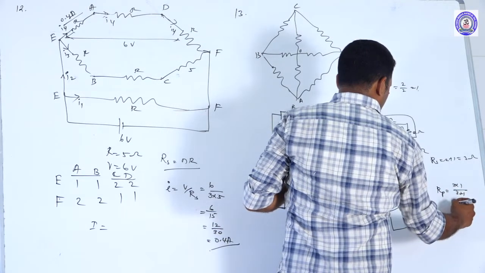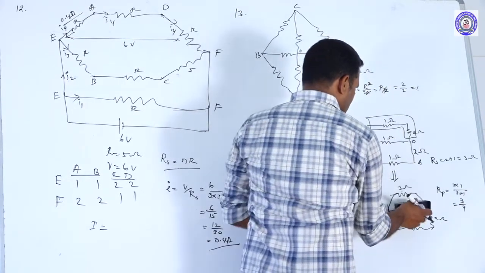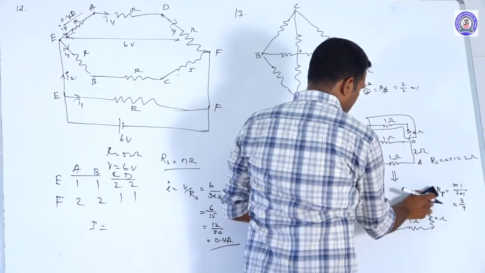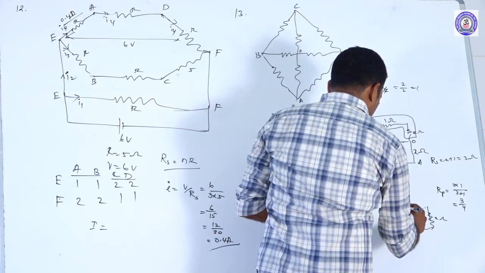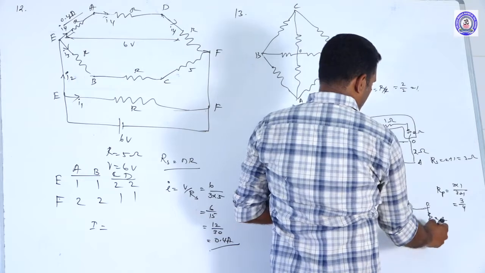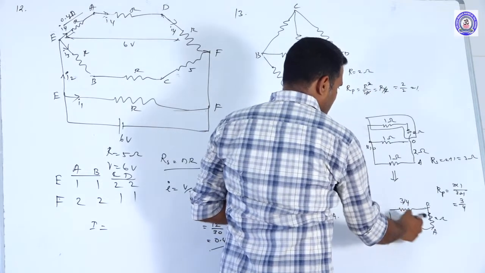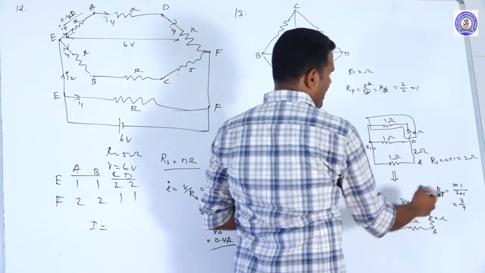Rp equals 3 into 1 by 3 plus 1, so 3 divided by 4. The effective value of this resistance becomes 3 by 4. Between OA, 3 by 4 and 1 are in series and 2 is in parallel.